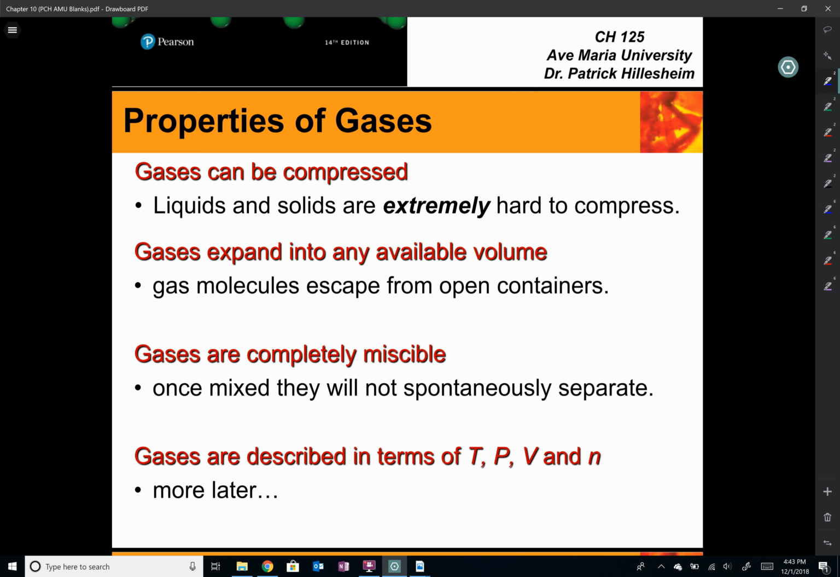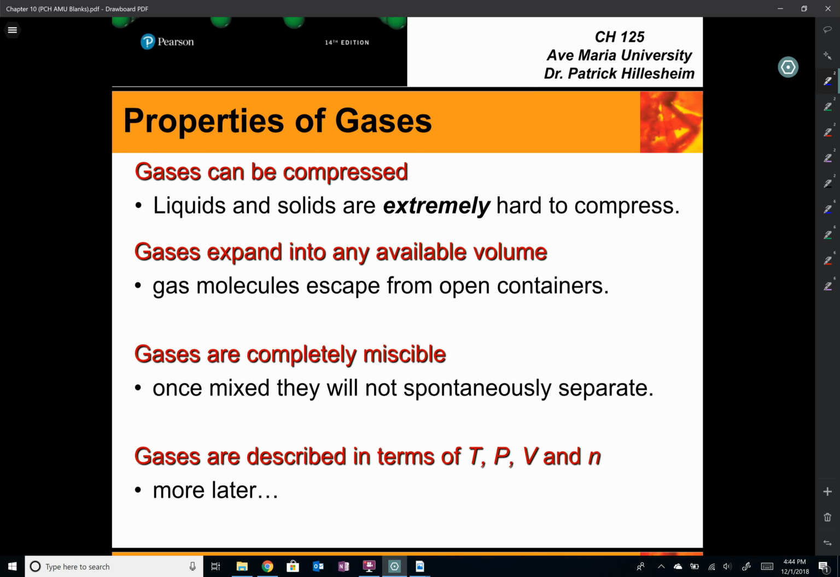Gases expand into any available volume. We are going to assume, right, that if we are examining a problem, or a property of a gas, and we put it into a 20-liter container, for instance, that gas is going to occupy all 20 of those liters, right? So that's just one of the assumptions that we make, and it's a good assumption also, right?